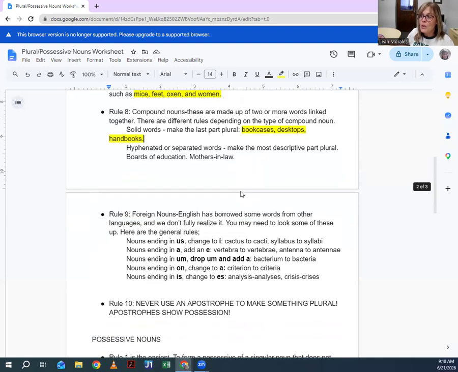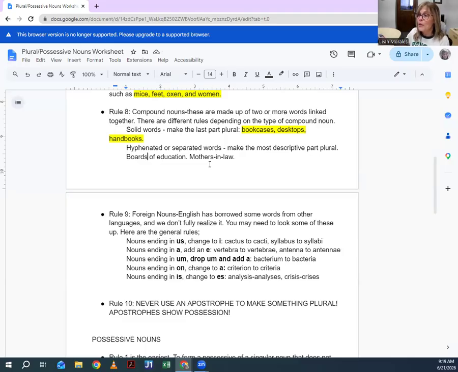Hyphenated or separated words, they are a little bit more complicated. You have to make the most descriptive part plural. Say you had the word board, you had this Board of Education, but there's more than one. Say you have Board of Education for Carthage, Board of Education for Beckville, Board of Education for Gary, and they're all coming together. So what are they? Are they the Board of Educations? No, because education is sort of one thing, right? What they are various of is boards. So boards of education, that is the most descriptive part.